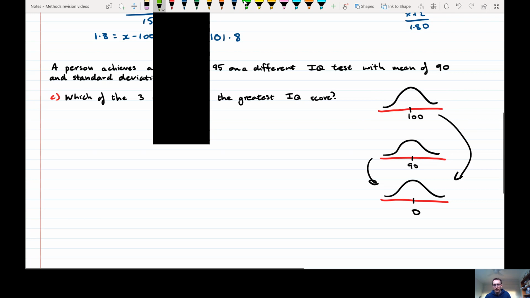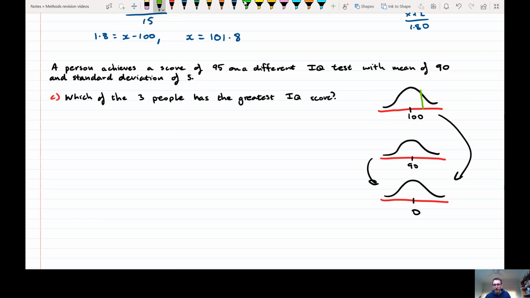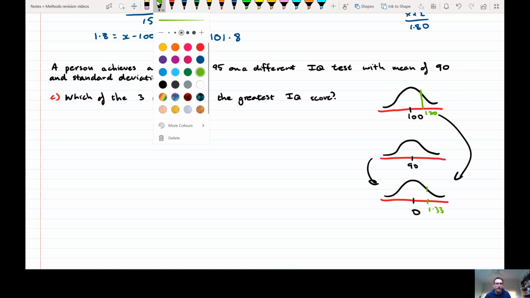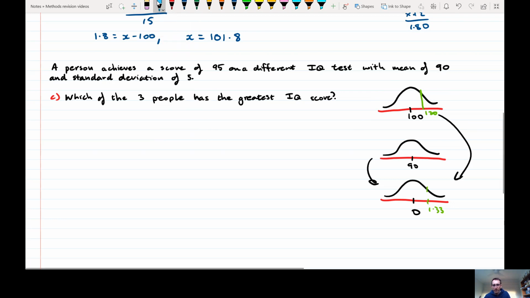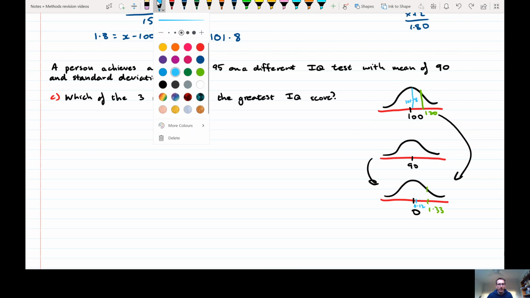There might be the person who got 120 there has an equivalent position here at the 1.33 that we calculated. The person who had the 101.8 was about here. They were really close, about there at 0.12. So you can see the green is ahead. Now I'm going to try to convert from this one into this one to find out what happens with this last guy or girl, whoever it might be.